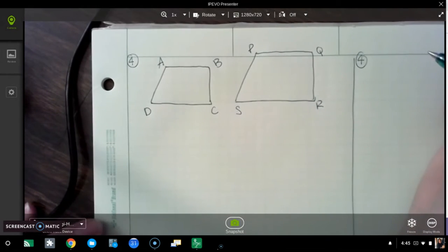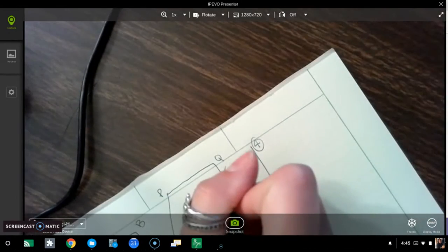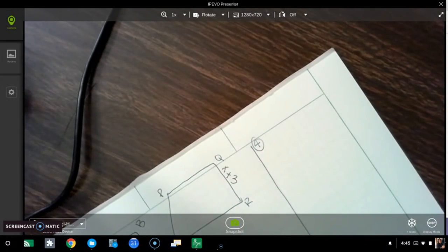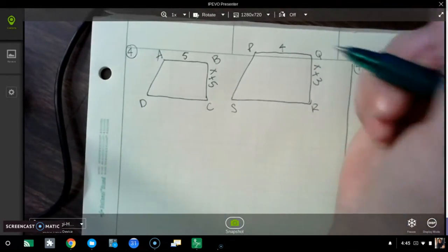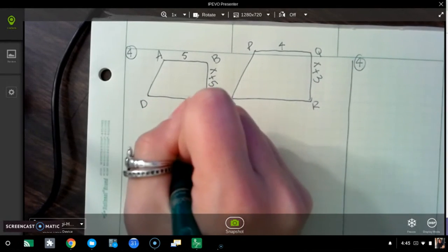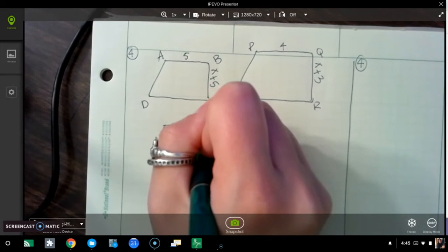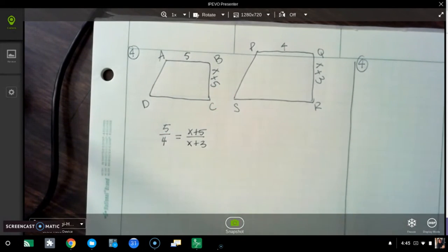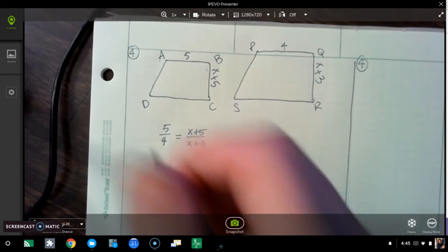And we're doing 4. So it tells us that QR is x plus 3. BC is x plus 5. AB is 5. And PQ is 4. If I am solving for x, I can take small over big. 5 over 4 is equal to x plus 5 over x plus 3 because that's still small over big. Well, in this case, small shape over big shape, even though these are not respective.